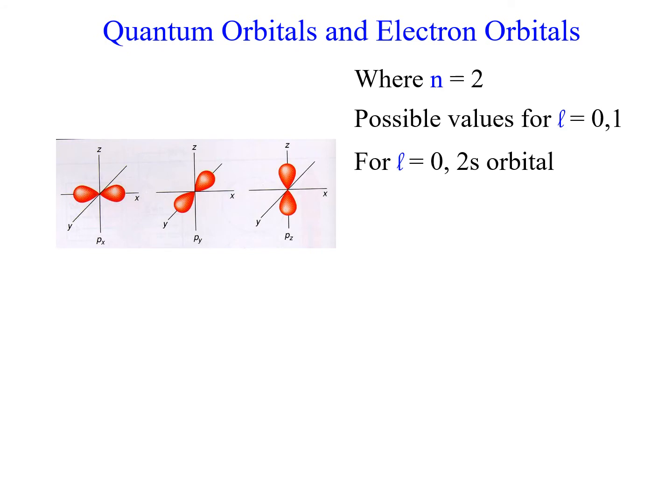All right, where n is equal to 2, we have possible values of L, or shape, of 0, which is s, or 1, which is the p orbital. So for L equals 0, we have the 2s orbital. And for L equals 1, we have the 2p orbitals. Okay, so look at your periodic table, follow along.